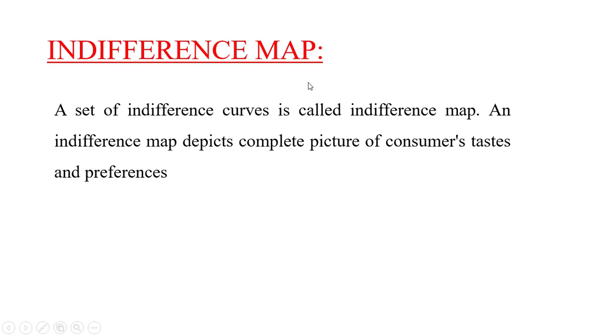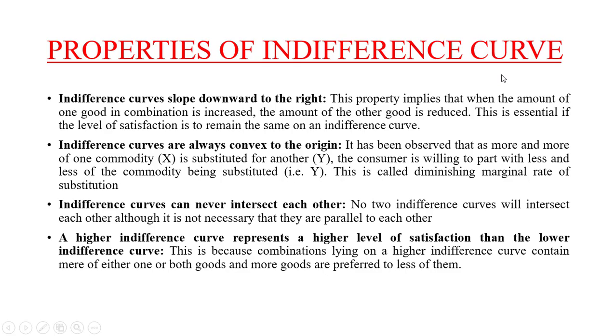Now what is an indifference map? A set of indifference curves is called an indifference map. Set of indifference curves means not only one indifference curve, not only one diagram that shows a downward sloping curve of the combination of the goods, but there are many indifference curves which make the indifference map. It is a collection of different indifference curves together in one diagram. Now what are the properties of indifference curves? The properties of indifference curves are very, very important. You need to know them very clearly.